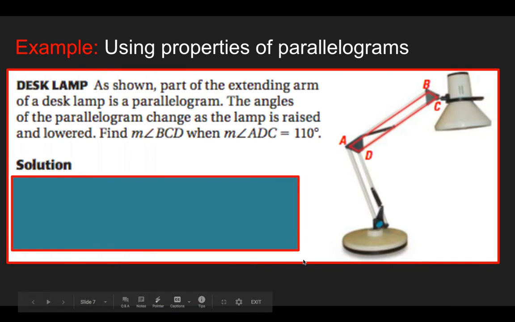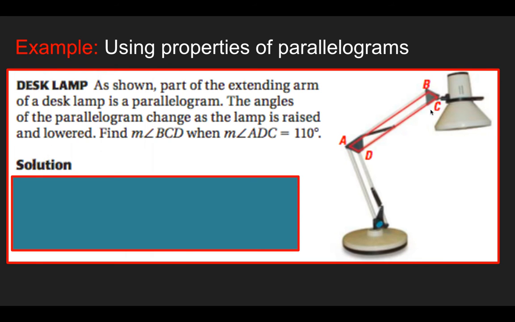Let's use that property. As shown, part of the extending arm of a desk lamp is a parallelogram. The angles of the parallelogram change as the lamp is raised and lowered. Find the measure of angle BCD when angle ADC is 110. ADC is this angle right here. It's 110 degrees. And we're looking for BCD.